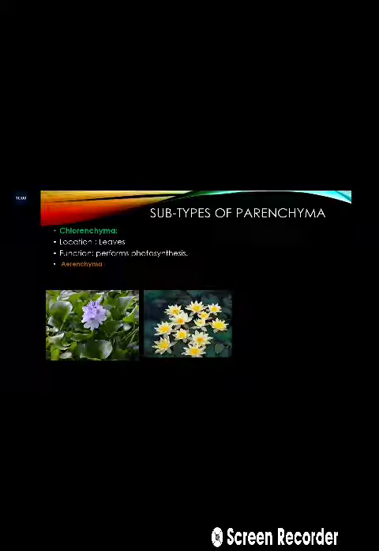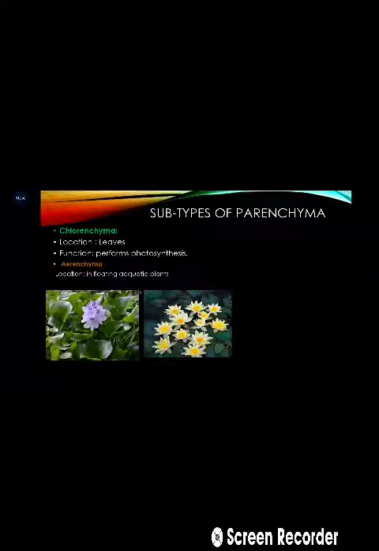The next modification is aerenchyma. Aero means air and chyma means tissue. So these cells which are modified to store air are known as aerenchyma. These are usually found only in aquatic plants which float either under the water or above the water surface. The air-filled cavities of the aerenchyma cells help the aquatic plants to float inside the water, on the water.